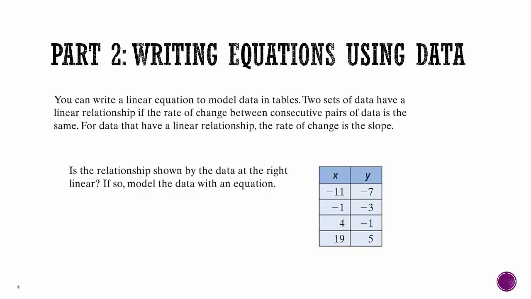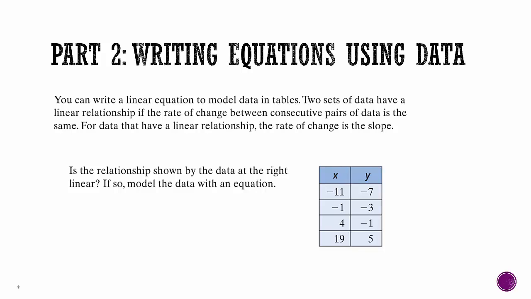Part 2, writing equations using data. So we can write a linear equation to model data in tables. Two sets of data have a linear relationship if the rate of change between consecutive pairs of data is the same. For that data to have a linear relationship, the rate of change is the slope. So is the relationship shown by the data at the right linear? If so, model it with an equation.